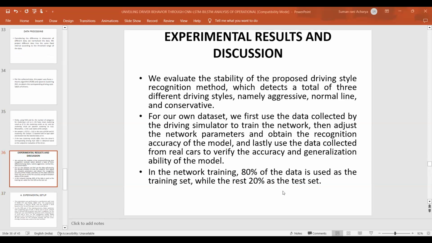In the experimental results and discussion, we evaluate the stability of the proposed driving style recognition method, which detects a total of 3 different driving styles: aggressive, normal, and conservative. For our own data set, we first use the data collected by the driving simulator to train the network, then adjust the network parameters and obtain the recognition accuracy of the model. Lastly, we use the data collected from the real cars to verify the accuracy and generalization ability of the framework.